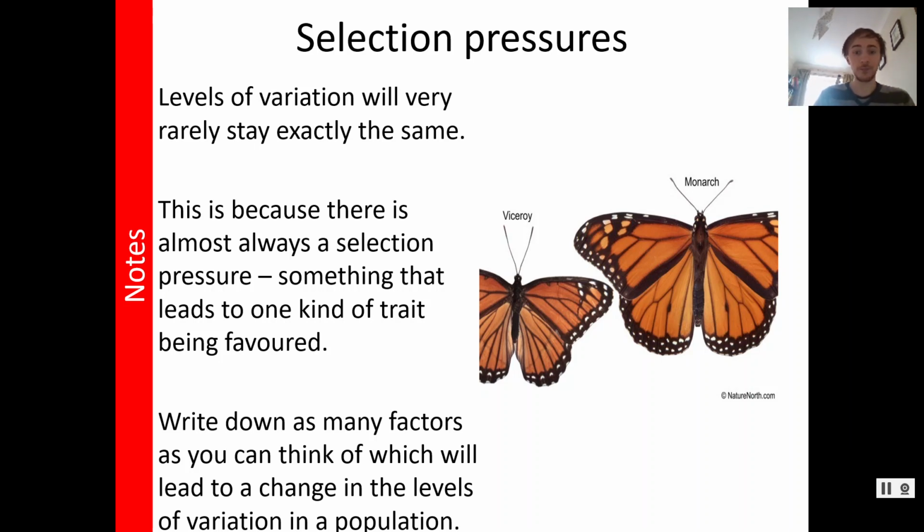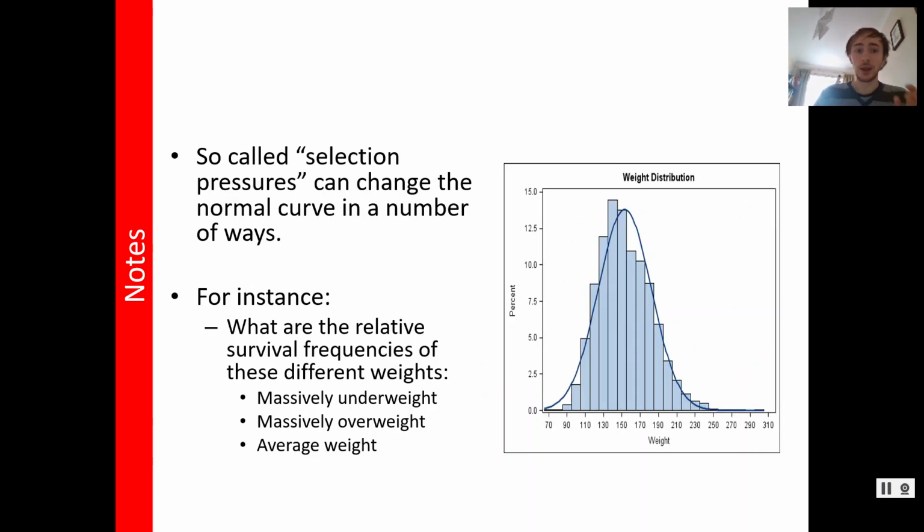Natural selection in general would also include artificial selection as a separate thing. It might be that humans are deliberately decreasing or increasing the amount of variation. Now, we can classify all of the things that will tend to change the amount of variation as something called a selection pressure. A selection pressure is any factor that will tend to change the amount of variation within a species, a population.